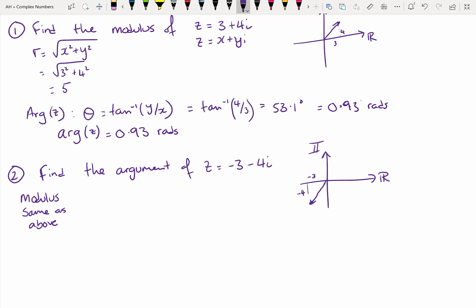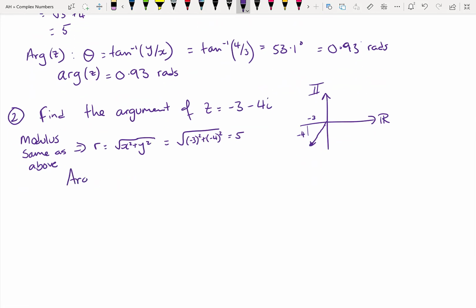Okay, because the modulus just tells us the length of this complex number. So the length of it hasn't changed. We've changed the direction, we've changed the way that it points. But crucially, it is still the same length. So r was equal to the square root of x squared plus y squared, which is the square root of this time minus 3 squared plus minus 4 squared, which is still 5.